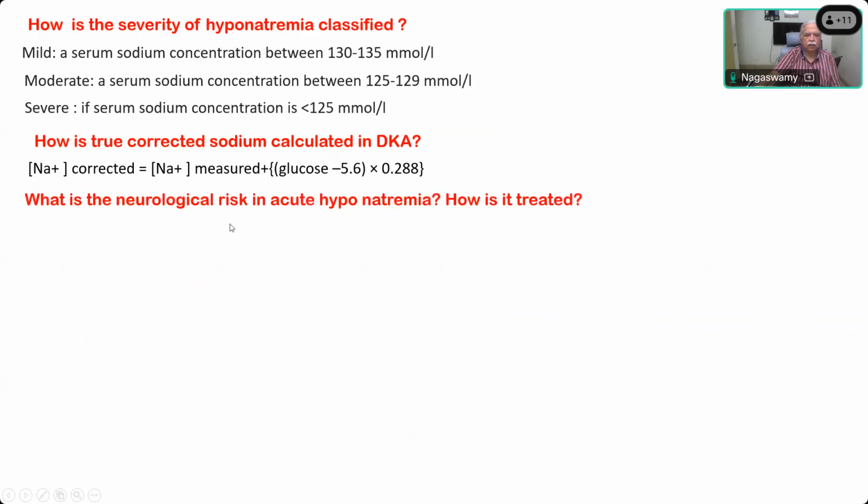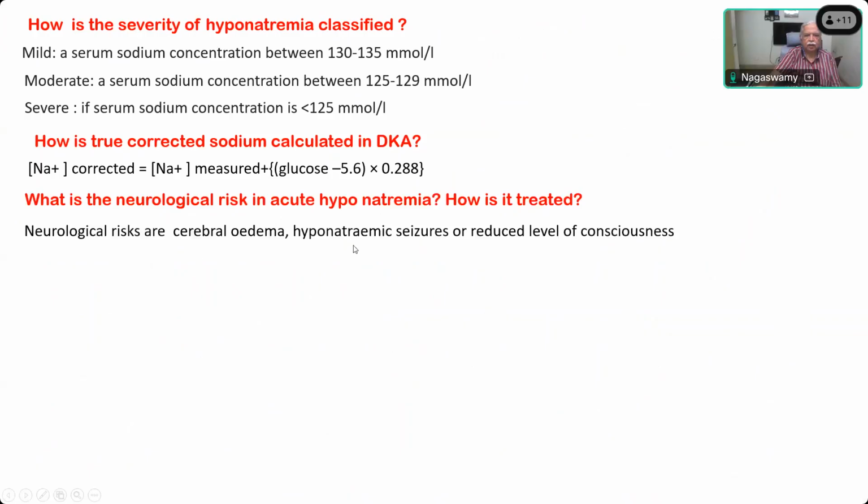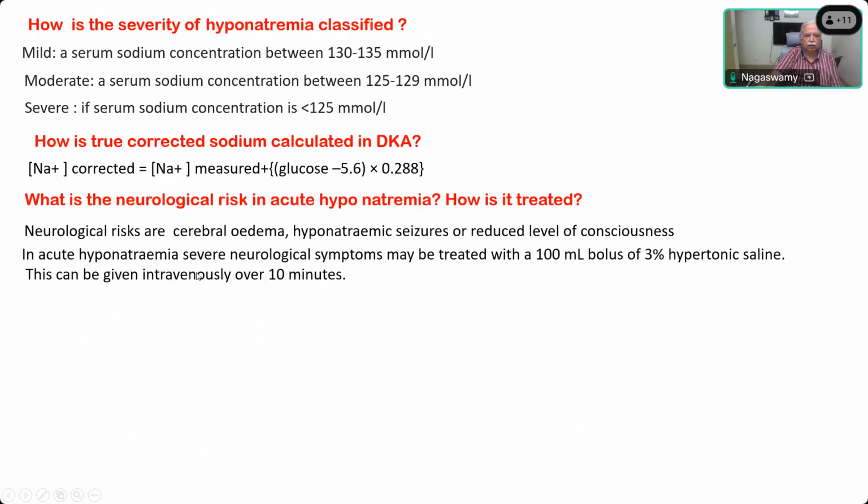What is the neurological risk in acute hyponatremia? How is it treated? Cerebral edema, hyponatremic seizure, and reduced level of consciousness. These are all the neurological risks. In acute hyponatremia with severe neurological symptoms, treat with a 100 ml bolus of 3% hypertonic saline. This can be given intravenously over a 10 minute period. And the bolus may be repeated twice if severe neurological symptoms still persist.